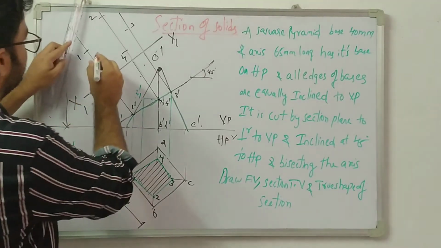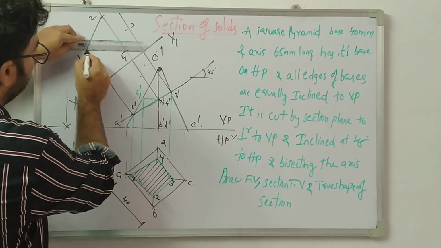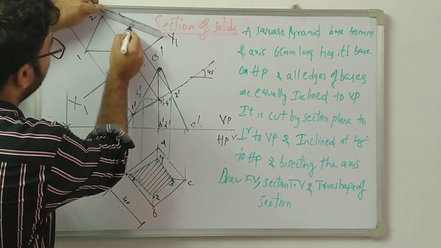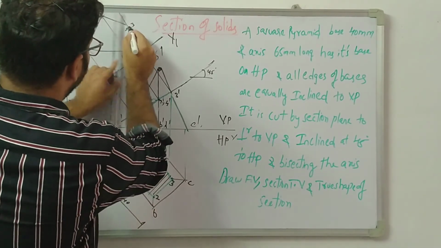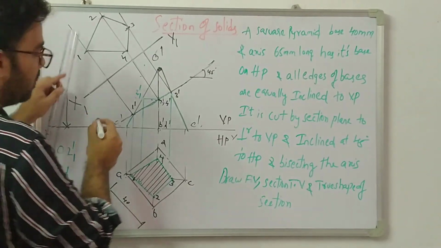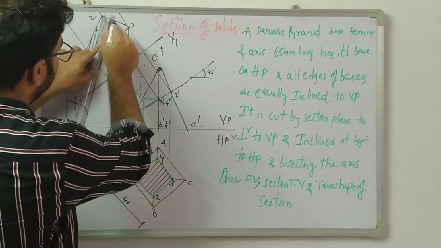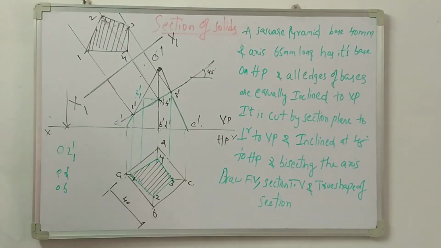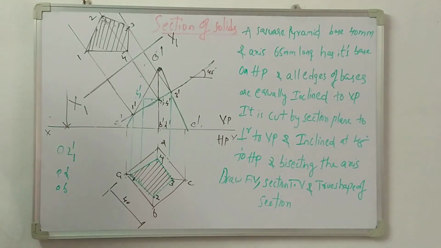Now join the lines. Now do the hatching. So this is the true shape of the section that we are going to watch in this diagram.